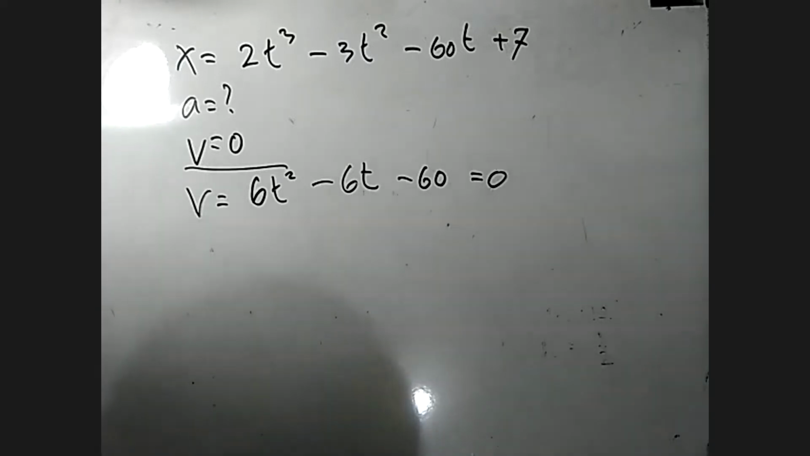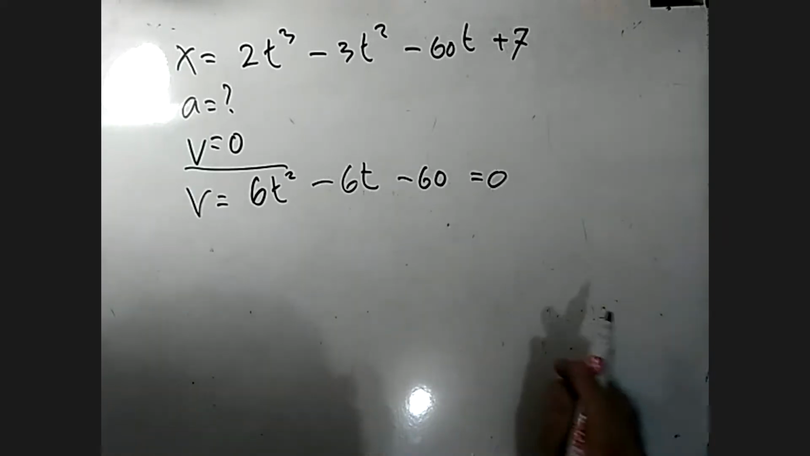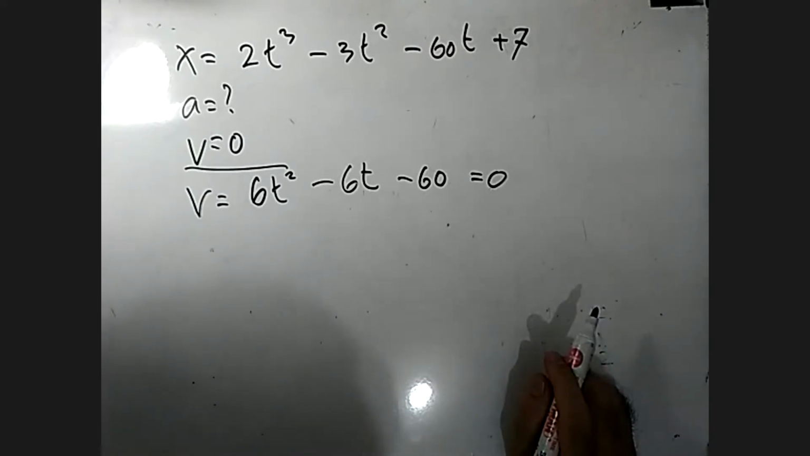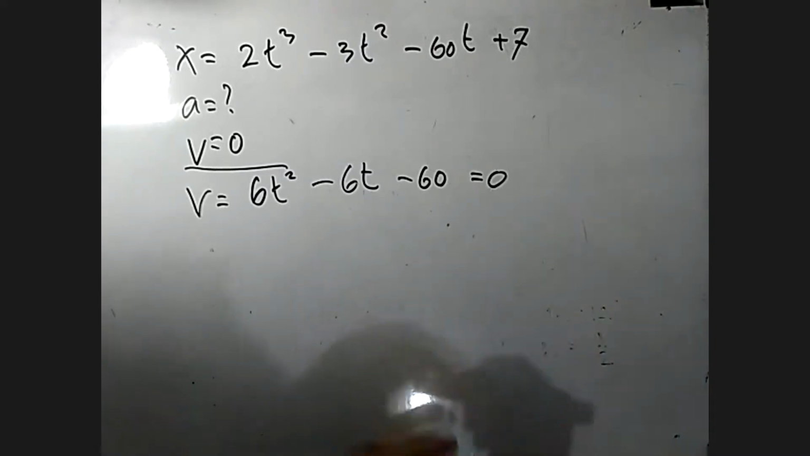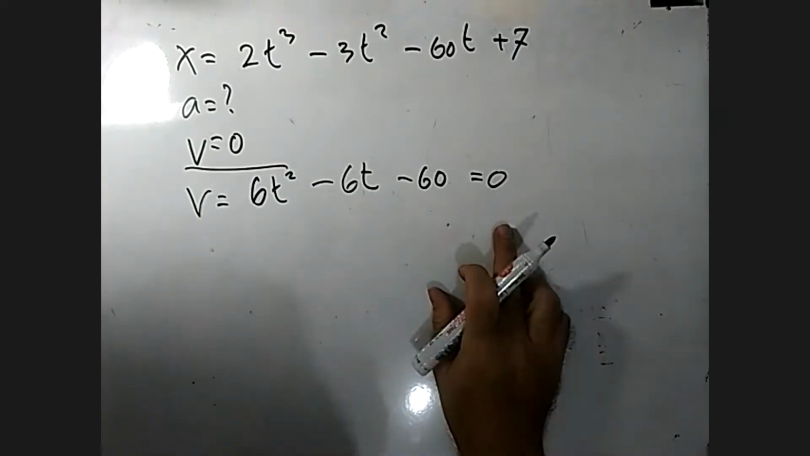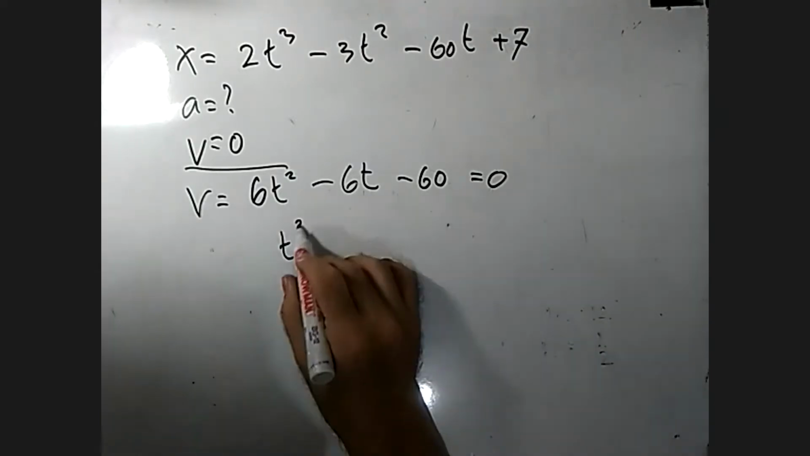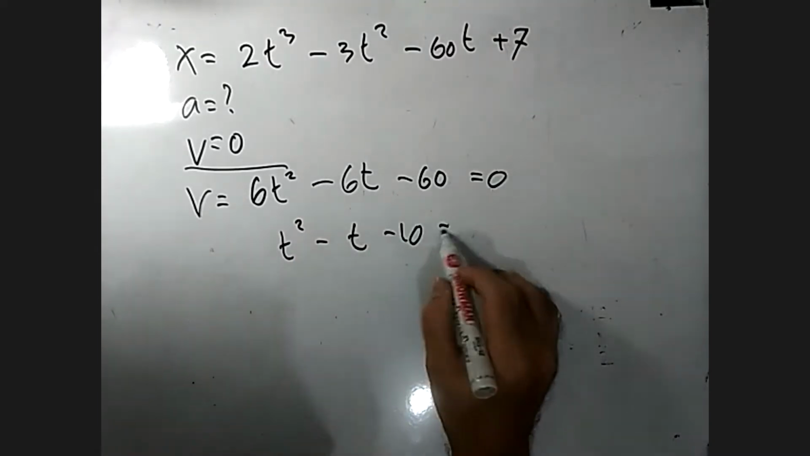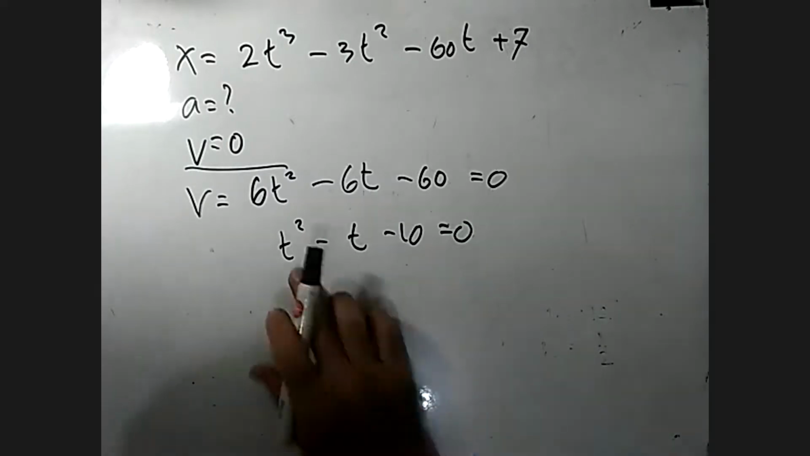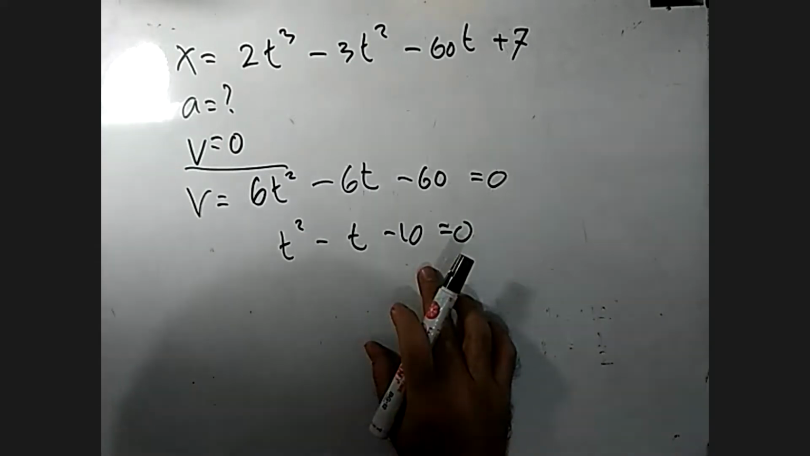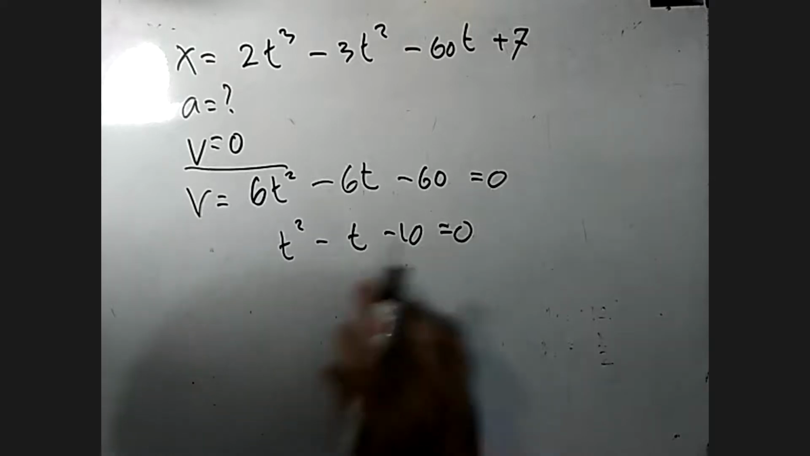Wait. 60 move to the other side. No, in this case, I want you to try to simplify this. If you simplify by dividing with 6, you have t squared minus t minus 10 equals 0, right? Divide by 6, yeah. And then find the value of t here. We try to simplify by dividing with some number. So what is the value of t?